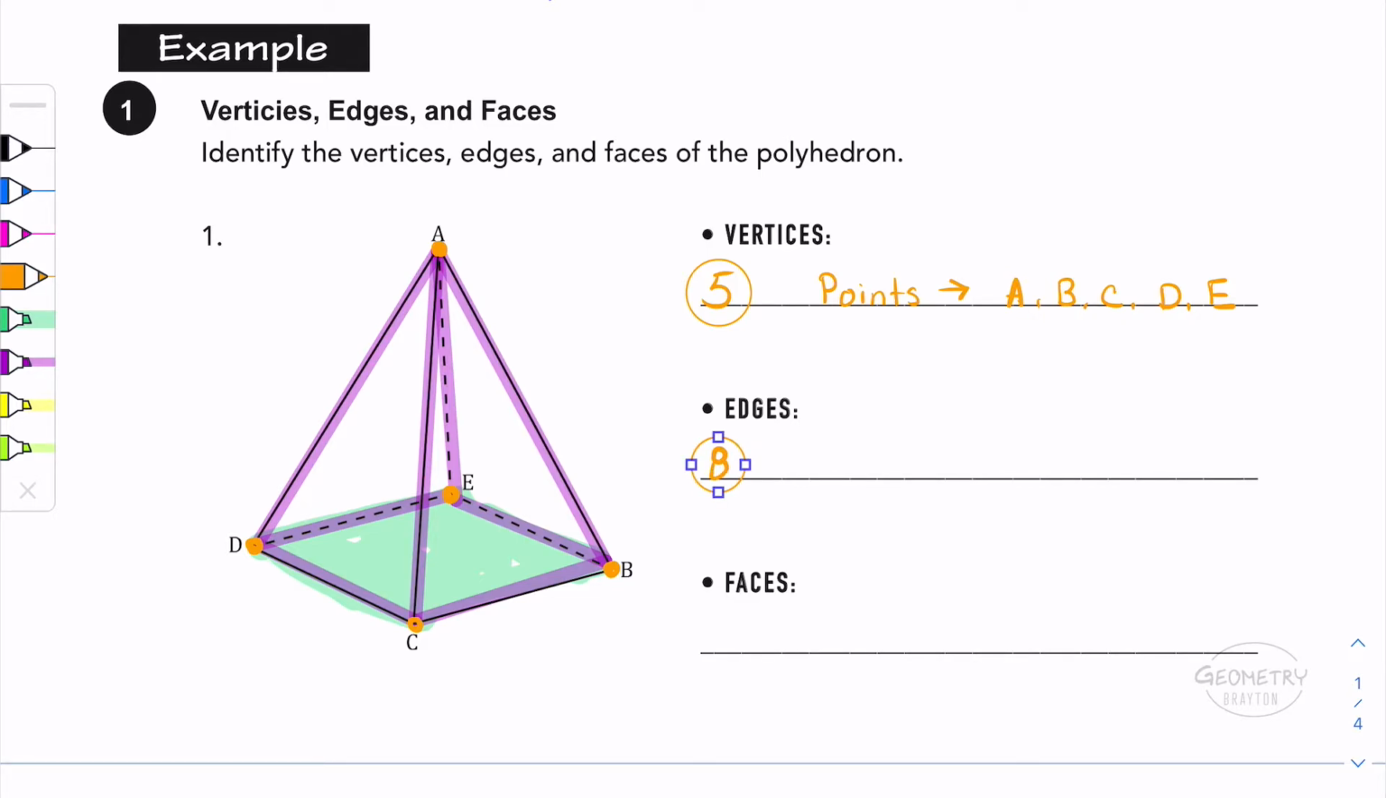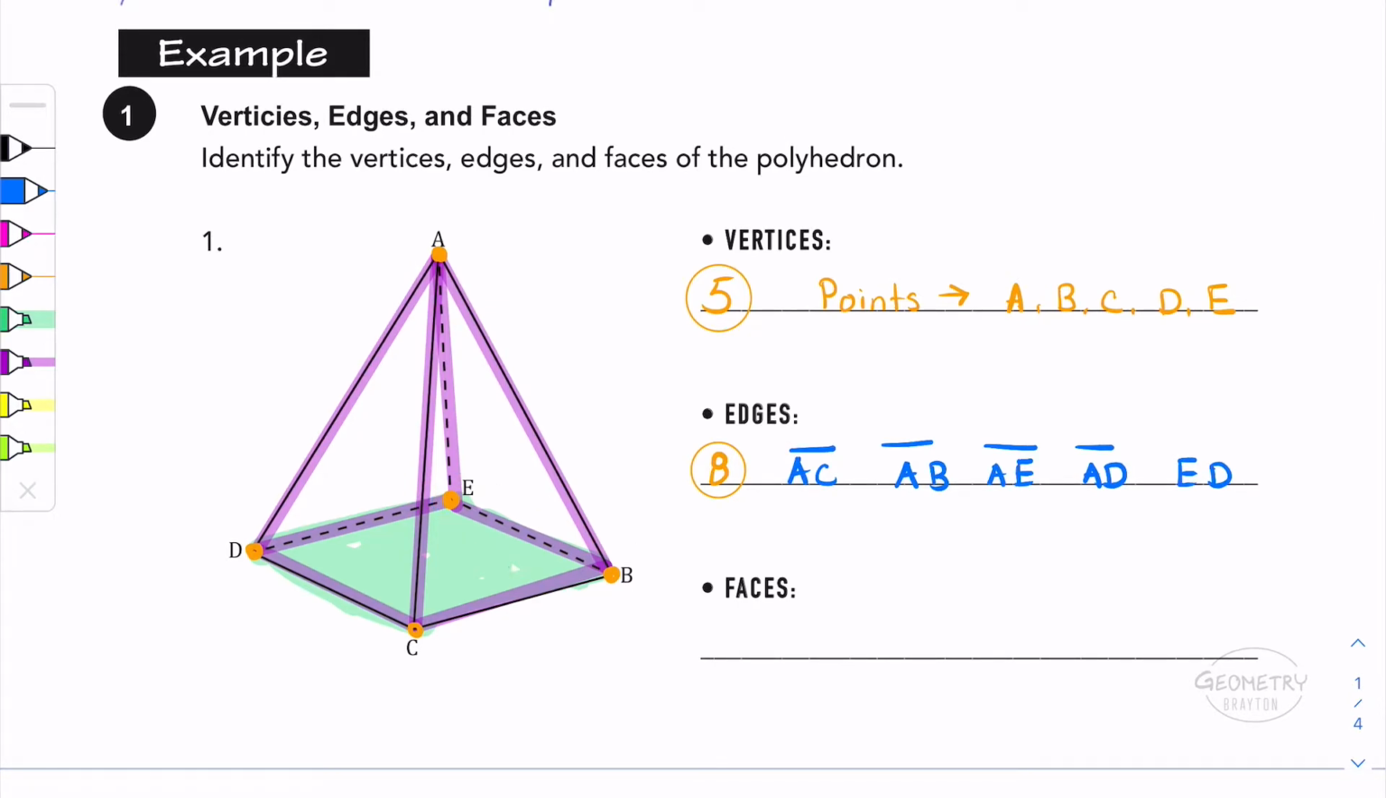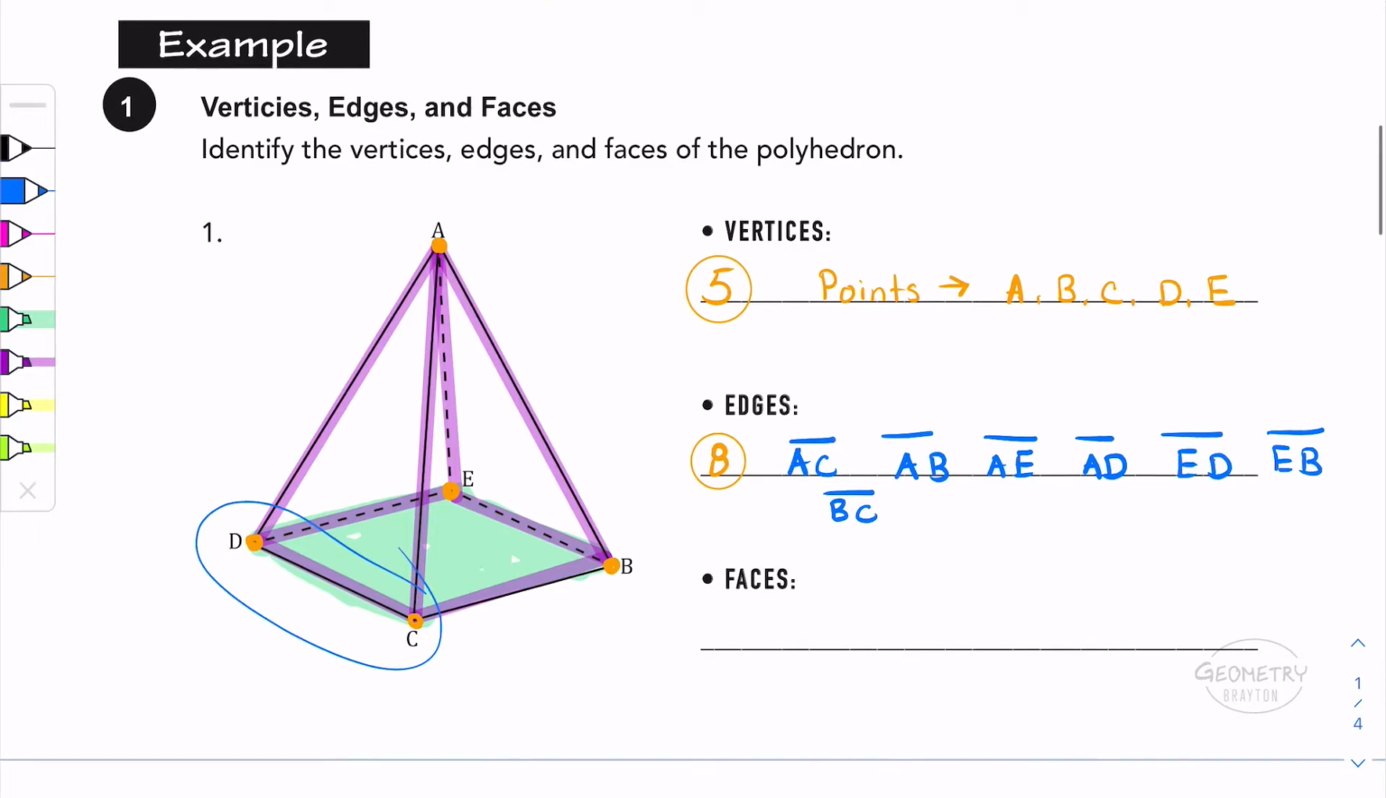Labeling them, I'm going to start with right here, AC. Then I'm going to look at this one here, which is segment AB. In the back, I have AE, AD, ED, EB, BC, DC. Did I get them all? That's all of them.